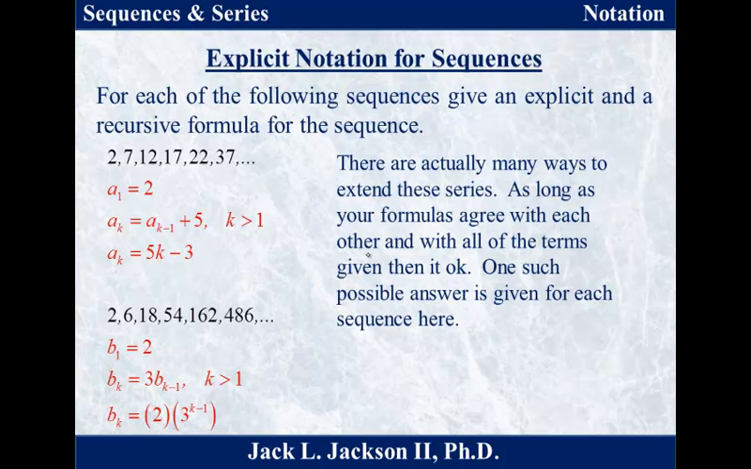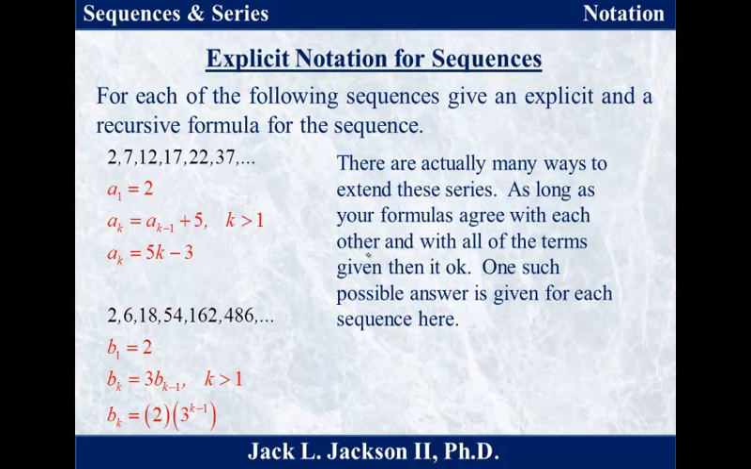And this one down here, one way you could do this is to say that we multiply by 3 each time. So B1 is 2, and Bk is 3 times Bk minus 1. So 2 times 3 is 6, 6 times 3 is 18, 18 times 3 is 54, 54 times 3 is 162, 162 times 3 is 486, and so forth. So the next one will be whatever 3 times 486 is.